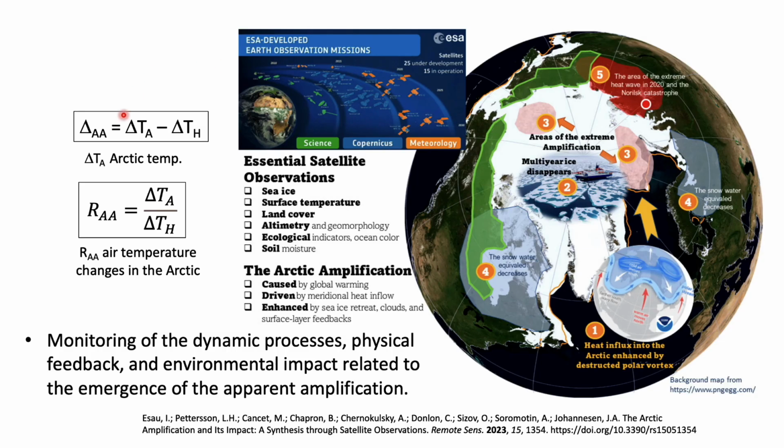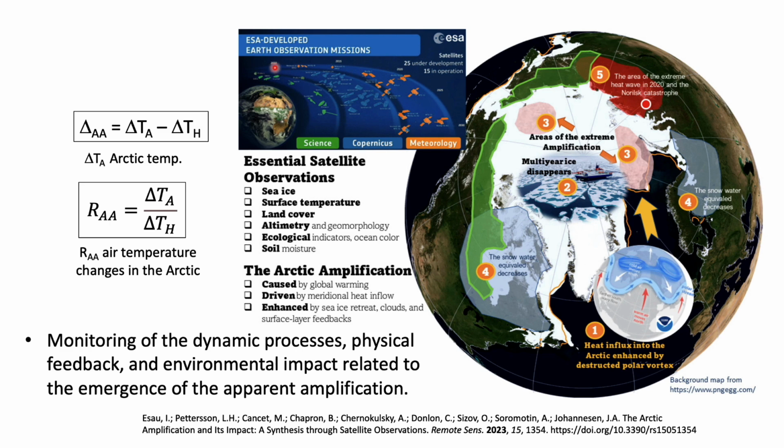So here are some of the equations to calculate the change in the Arctic amplification. It is given by the Arctic temperature minus the total temperature of the earth. So from that we can actually see the difference in the Arctic amplification. So here RAA is the atmospheric change in the Arctic region. So from this we can actually calculate how much the Arctic region is getting heated up. So that we can actually see.